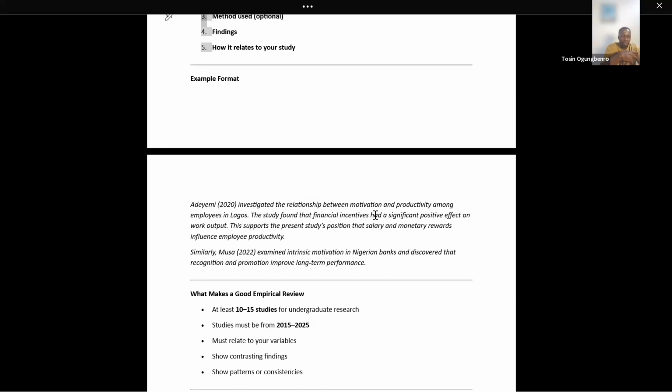Similarly, Musa 2022 examined intrinsic motivation in Nigerian banks and discovered that recognition and promotion improve long-term performance. So if you want to continue, also Adamu 2023 in his study, the impact of blah blah blah, then the methodology, then his findings and stuff like that.